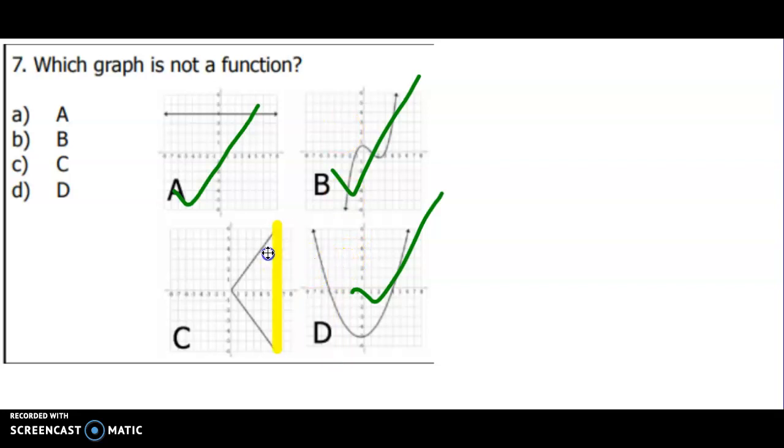Okay, let's take a look here. Uh-oh. See how right here it crosses my pencil once and twice. That means I have a repeating x value. So this is not a function. So my answer would be C.